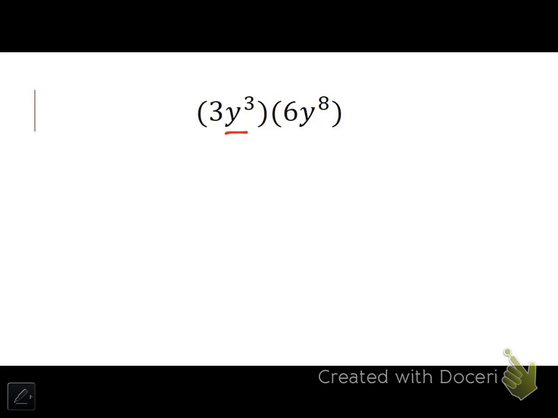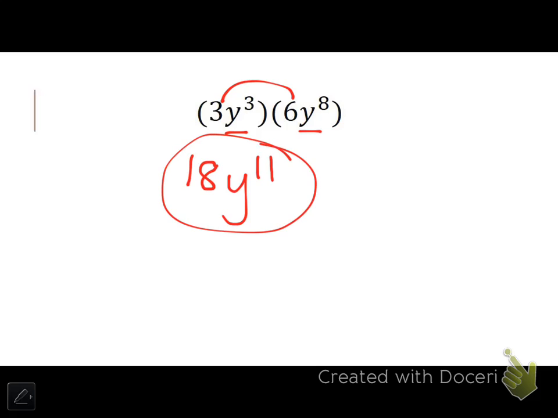Okay, when we multiply things with the same base, we add their exponents. 8 plus 3 is 11, and then we always multiply our coefficients, so 6 times 3 is 18.